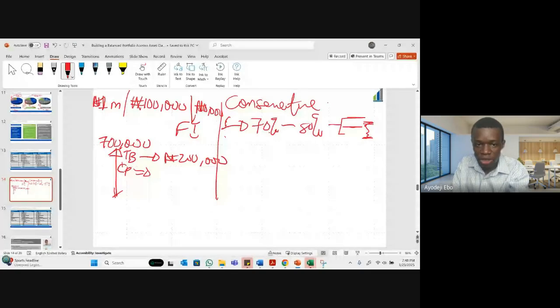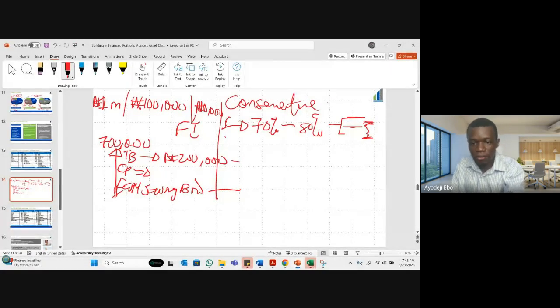So that means out of this 700,000, you will see that out of the 70%, you are now allocating. This is treasury bills. I want to do FGN savings bond. I'm putting 100,000. If I'm unable to do CP, I may even increase it to 500,000 in FGN savings bond.